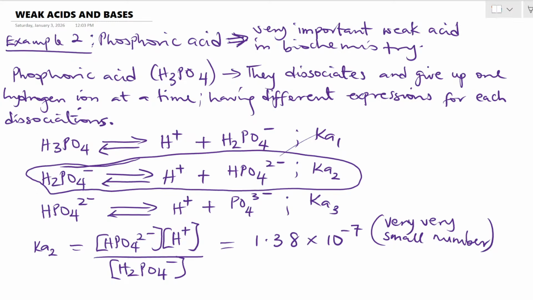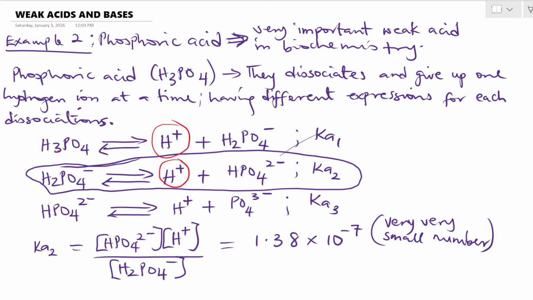When phosphoric acid dissociates, it gives up one hydrogen at a time, having different expressions as follows. So you have the phosphoric acid, H3PO4. You see that at each point it gave up a proton, making it a weak acid, and what is left is the conjugate base. We'll get to that shortly.